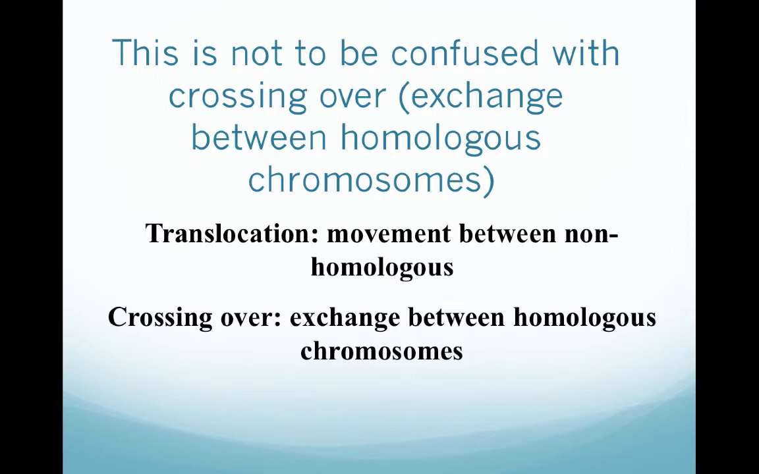Crossing over is really referring to the exchange of genetic material between homologous chromosomes. So again, that's going to happen in prophase 1. That's like chromosome 1 crossing over and exchanging genetic information with the other copy of chromosome 1. Okay, so translocation is where we have genetic material leaving chromosome 1 and going to chromosome 5 potentially.